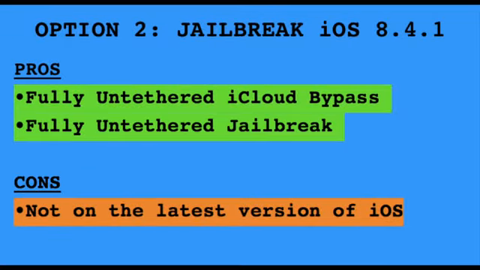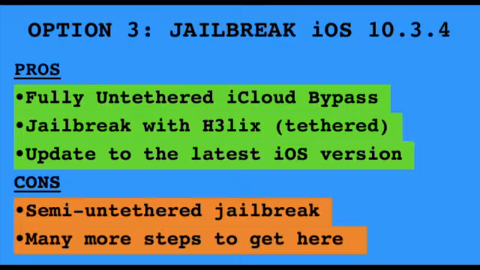Now option two is to go to 8.4.1 jailbroken. In order to do this, you need to install EtaSun Jailbreak, and I'm going to show you how to do that right now. And then option three is to go even one step further, and we're going to update to iOS 10, bypass again, and install the Helix jailbreak. So it's up to you. I have on the screen right now different pros and cons of all these options, so really you just choose what option you want to do. And right now I'm going to start by showing option two.